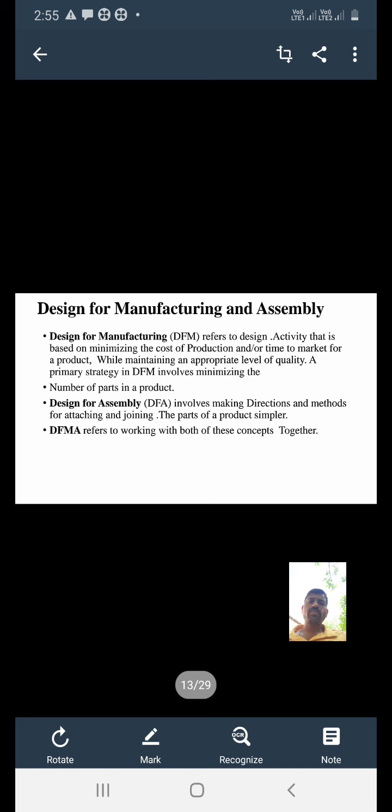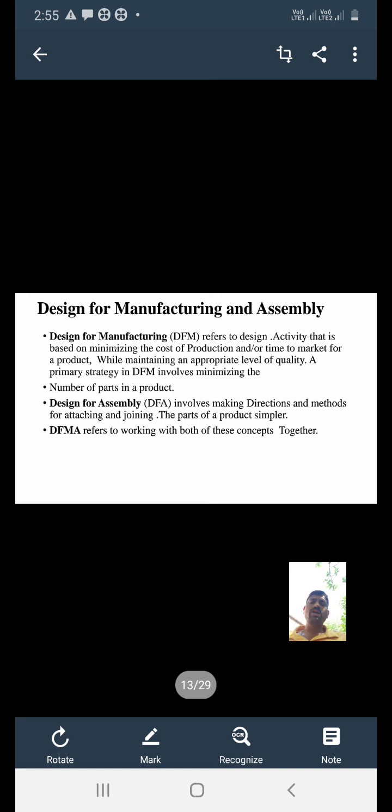A primary stage in DFM involves minimizing the number of parts in the product. Remember that the primary stage is to minimize the number of parts. It means if you are manufacturing 10 parts, you should minimize them to 9 parts. Are all of you getting this? This is design for manufacturing.